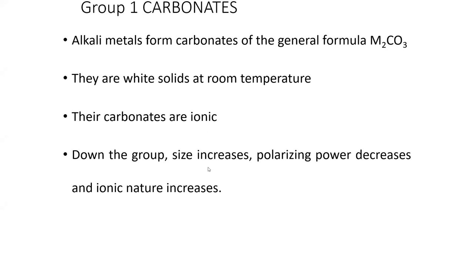What happens down the group is that ionic nature increases, because as we go down the group, size increases and polarizing power decreases, because the larger the size, the smaller the charge density. And the smaller the charge density, the lower the polarizing power. So down the group, size increases, polarizing power decreases, and ionic nature increases.